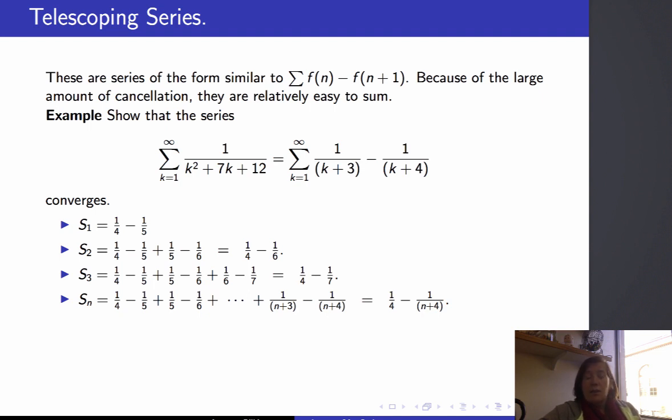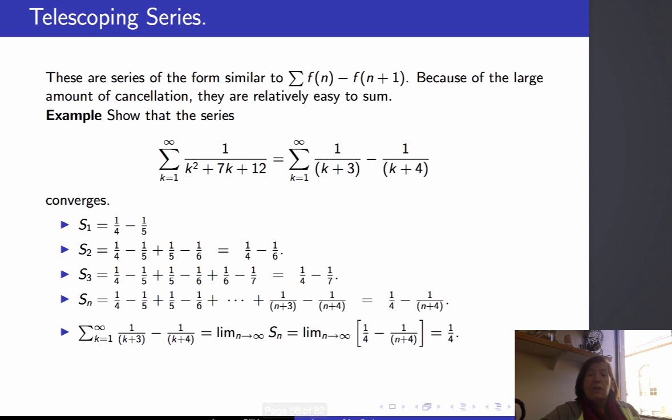I can take the limit as n goes to infinity of this sequence of partial sums because I have this nice formula for it. So the limit as n goes to infinity of 1 over 4 minus 1 over n plus 4 is 1 over 4. So the sequence of partial sums approaches 1 over 4 as n approaches infinity. So therefore this series converges and it sums to 1 over 4.